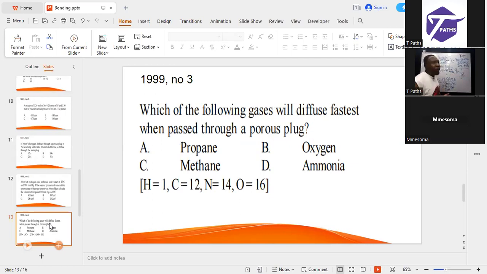Fine. We have various gases. We need to know that the smaller the gas, the higher the rate of diffusion of the gas. Let me say that again: the smaller the gas, the higher the rate of diffusion of the gas. So now we have propane. Very good question. These are very good questions.